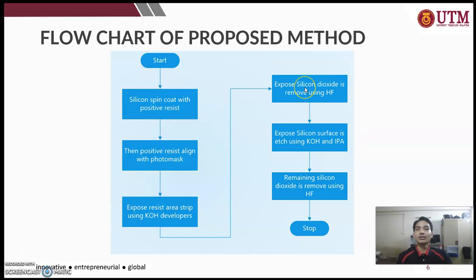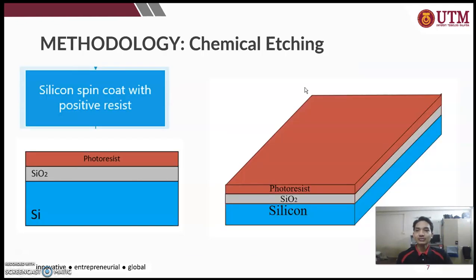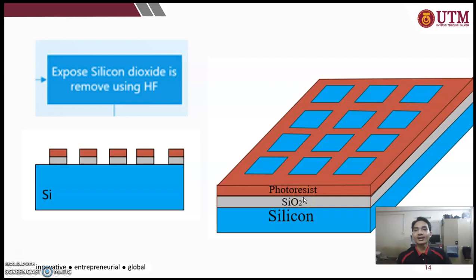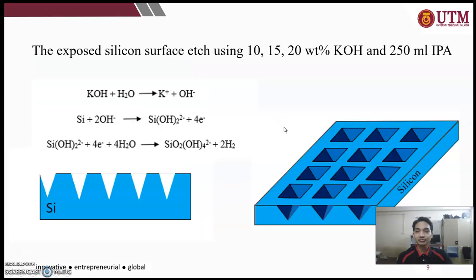Then this is the flowchart of my proposed method. I will explain in detail in this illustration. My methodology is chemical etching. This is the side view and this is the top view of my silicon sample. First, silicon will be spin coated with positive resist like this. And then the exposed resist is stripped or developed using potassium hydroxide developer to get this. And then the exposed silicon dioxide is removed using hydrochloric acid. So this is the exposed silicon area.